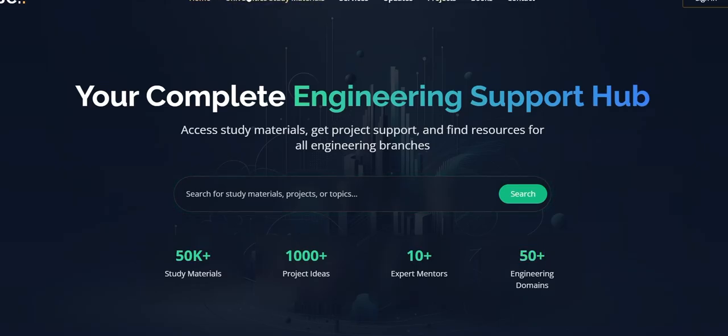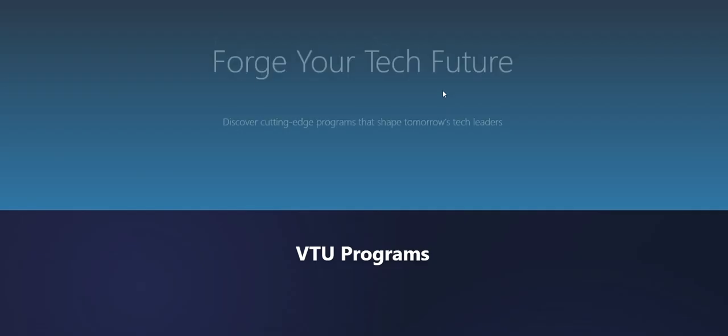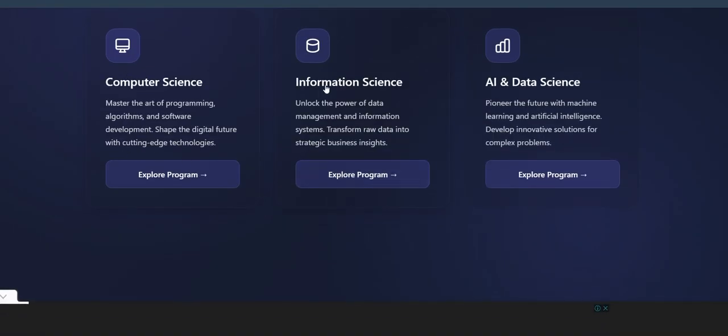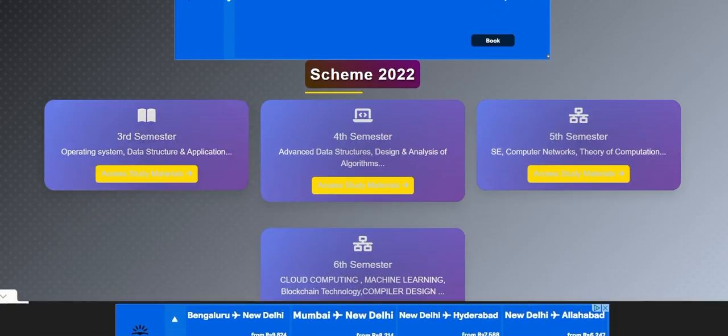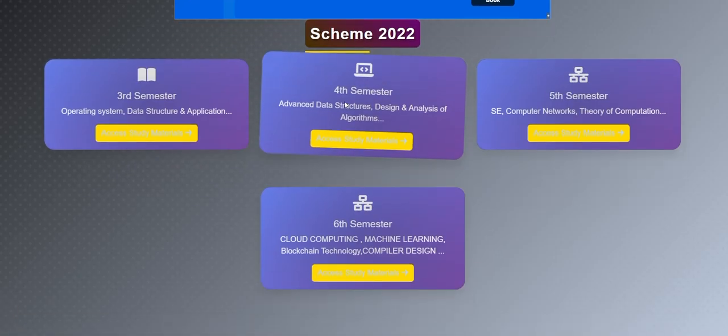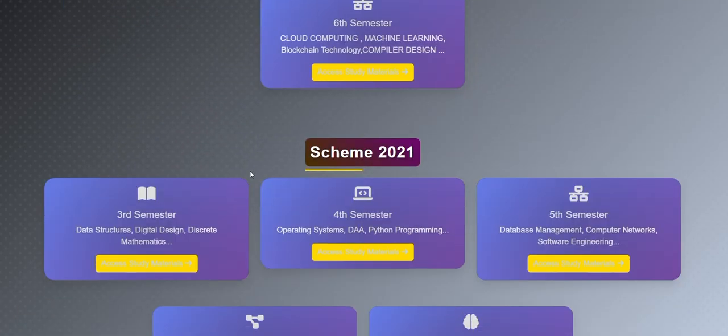In the navigation bar, select University study materials. There are three streams available: computer science, information science, and artificial intelligence and data science. For now, we will click on computer science. Now we will be able to access all the study materials of different subjects of different semesters.